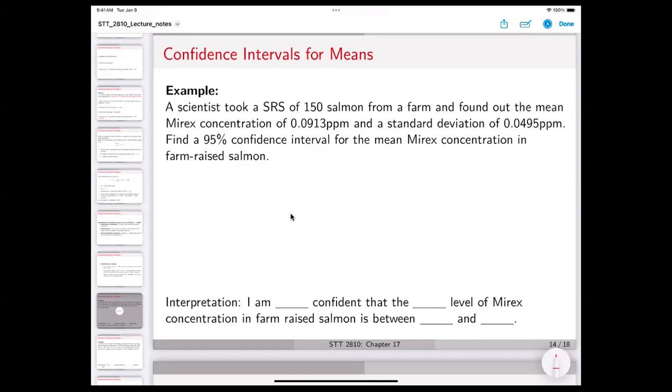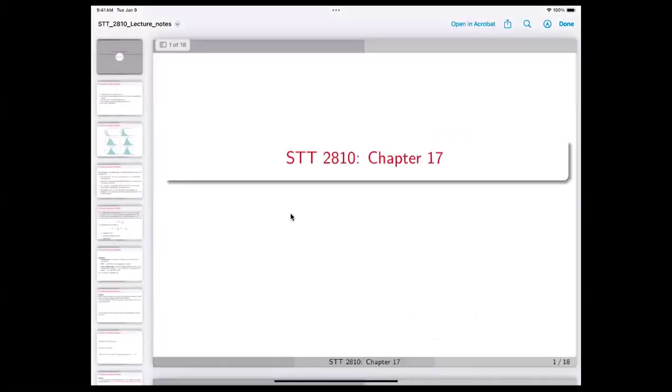Now, the question says that a scientist took a simple random sample, SRS, which stands for simple random sampling, of 150 salmon from a fish farm. So there is a farm, right? And he did simple random sampling of 150 salmon. Is that okay? From here, we can all agree that the sample size is 150. Correct? So our n is 150.